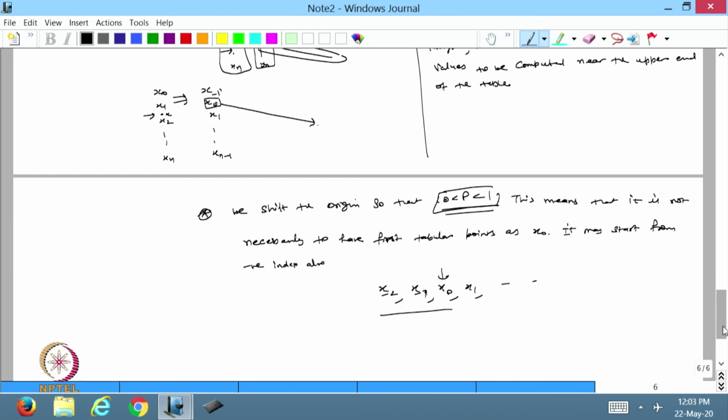So, I should stop here. Today we have discussed how the error propagates in the finite difference table, and then we have discussed the Newton forward difference formula to approximate the value at any x, where x lies in the upper part of the finite difference table. We will continue with this in the next lecture.